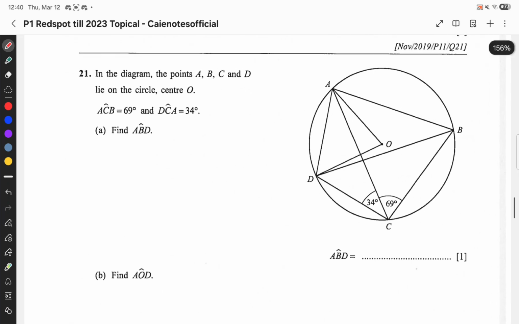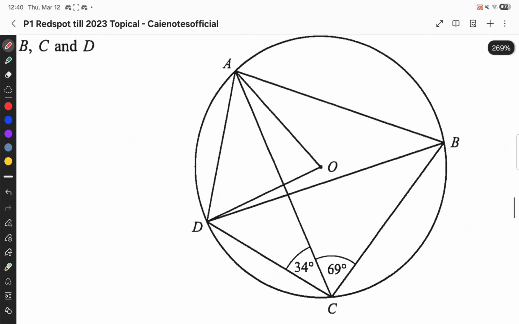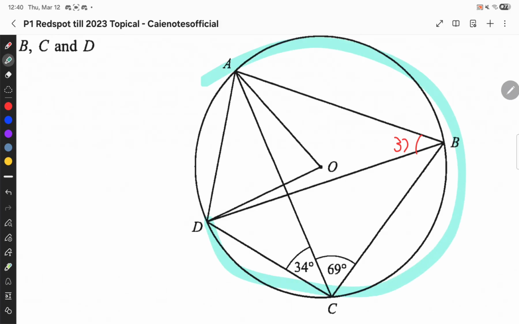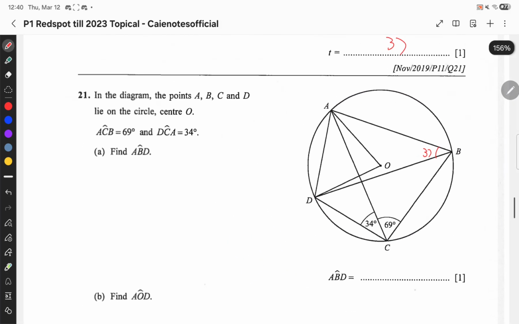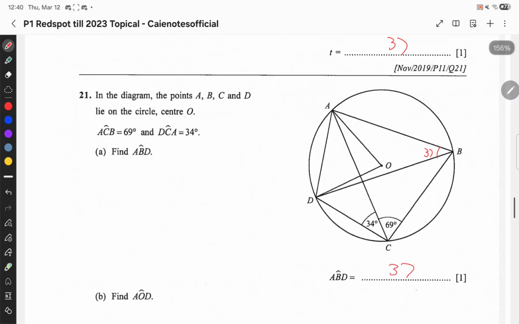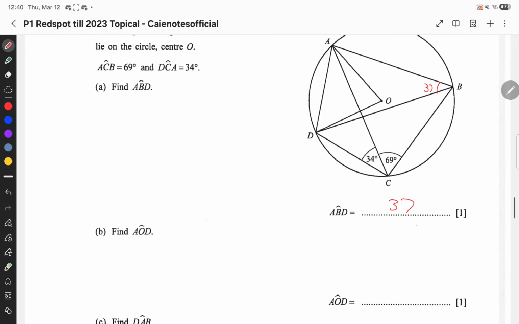How do you do this? ABD, we get 69. A, B, and D. Yeah, okay, immediately I found it. Why? Because ABD is made by AD. What other angle is made by AD? 34. So we get this. Because they are on the same circumference, same arc. Sorry. So ABD is 37.